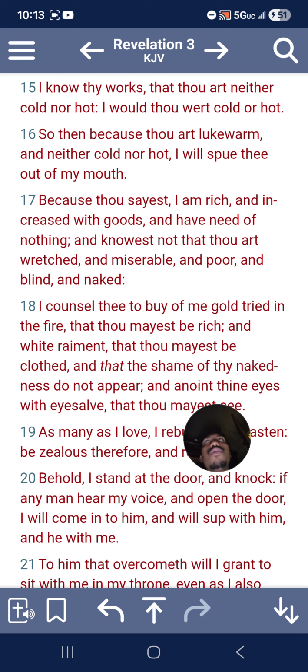So what you do behind closed doors is important, because they know all your works in the ministry and in your personal life. So you're not going to get one over on the Lord. It says, I know thy works, that thou art neither cold nor hot. I would thou wert cold or hot. So see, the Lord knows the truth. He knows the individual's heart, where the individual's mind is at. Because in front of brothers, you might seem like you're on fire, but behind closed doors, you're really lukewarm.